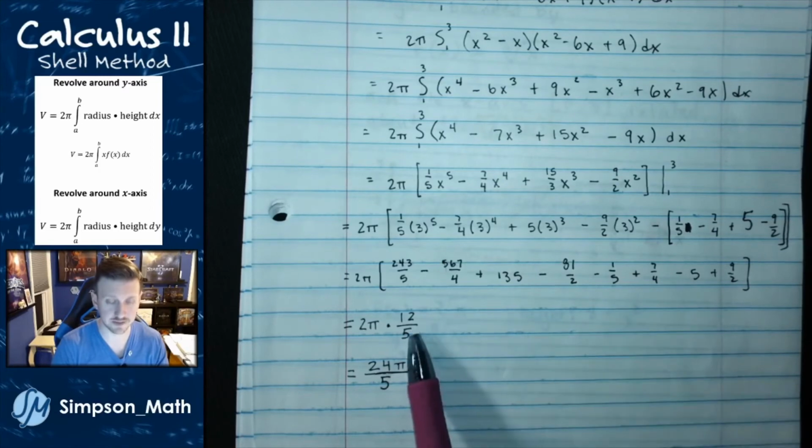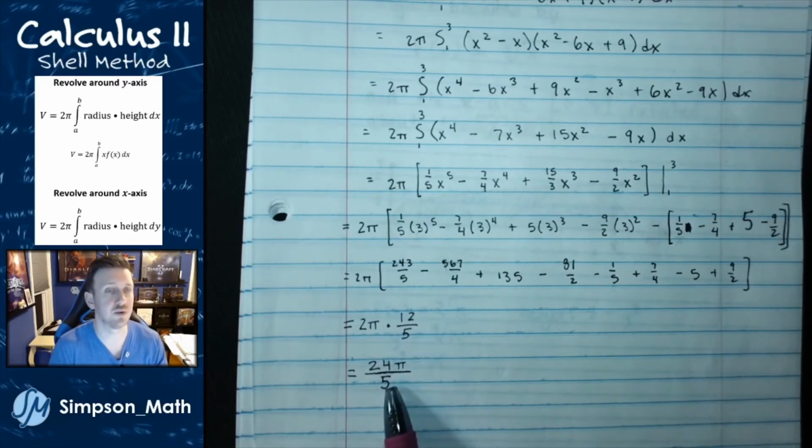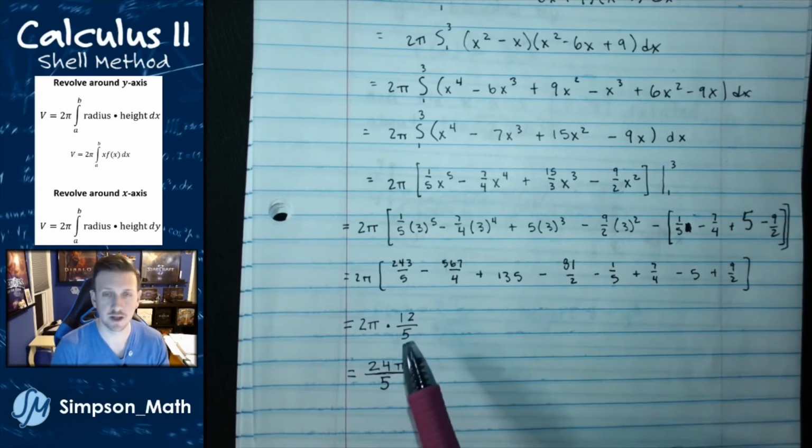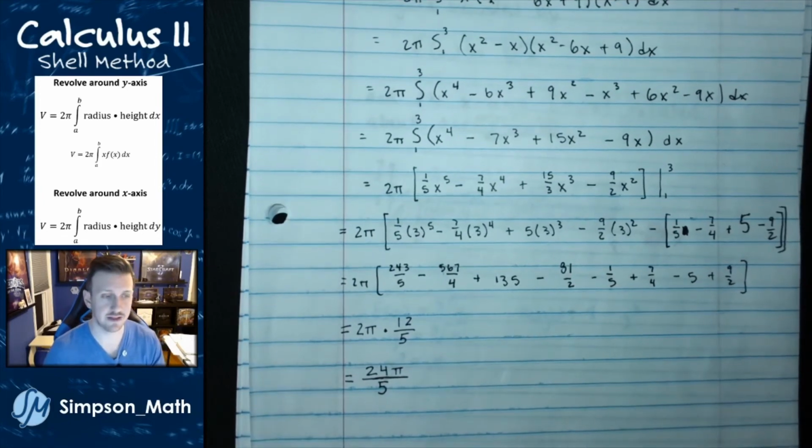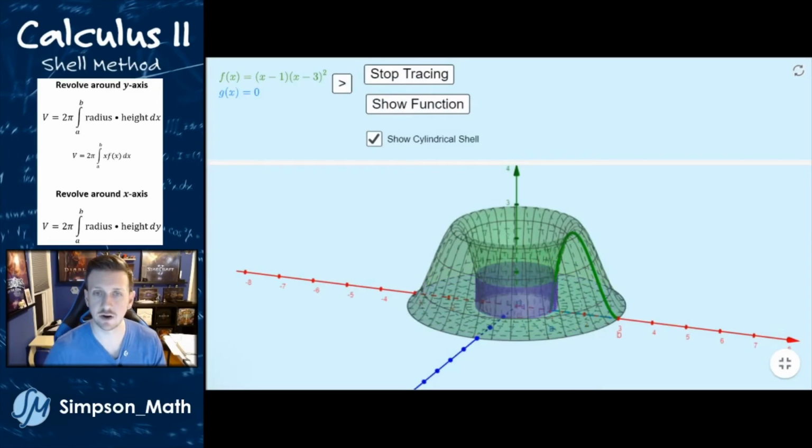And then combine like terms, and we get a pretty decent, just a little 12/5. 2π times 12/5 is 24π/5. All right, so the volume of this that we were just looking at is 24π/5. How about that?